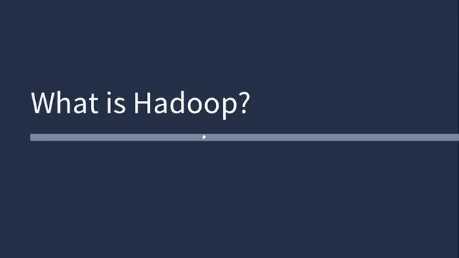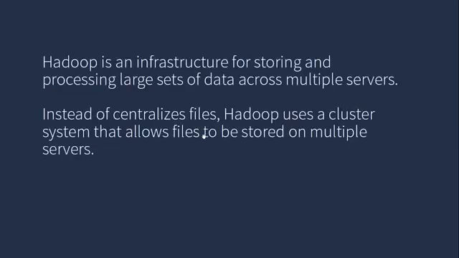Now, you might have heard the term Hadoop, and you might be wondering exactly what that is. When people talk about big data and business intelligence, Hadoop comes up a lot. And Hadoop is essentially an infrastructure for storing and processing large sets of data across multiple servers. In many ways, Hadoop is an alternative to these data warehouses. Instead of centralizing all the files, Hadoop uses a cluster system, and it allows you to keep files on multiple servers. So you can have some on one server, some on another, and you can issue one query that searches all of those different servers and brings back the answer.